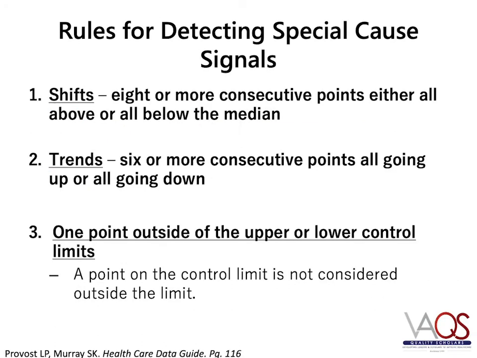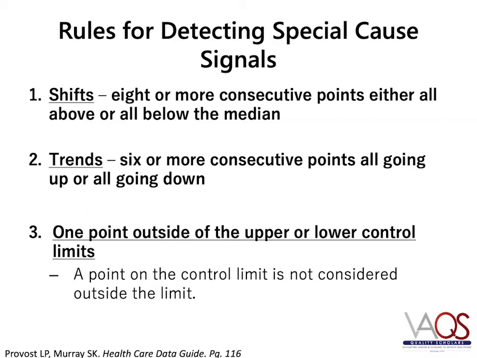The third rule for special cause signals in statistical process control charts is having 1 or more points outside of the upper or lower control limits. This is a powerful signal for special cause variation and was the primary special cause signal used by Walter Shewhart. The point outside of the upper and lower control limits is one of the main differences in the detection signals for special cause variation between statistical process control charts and run charts.